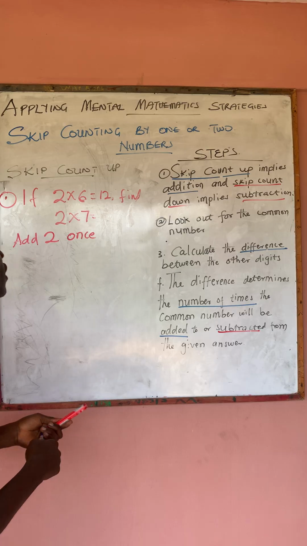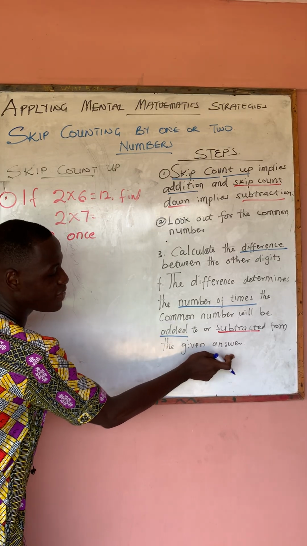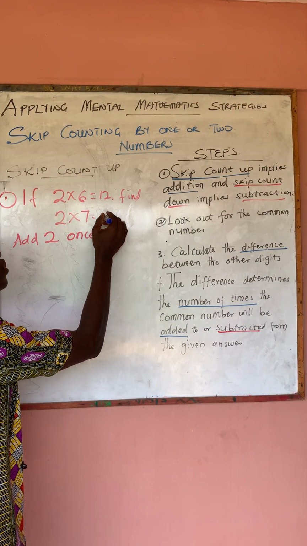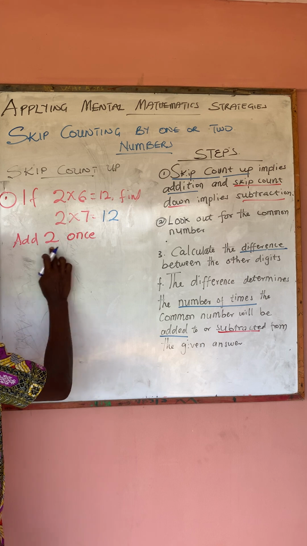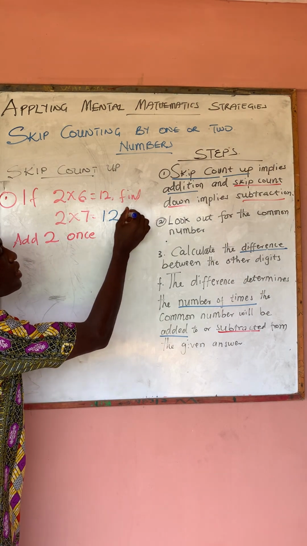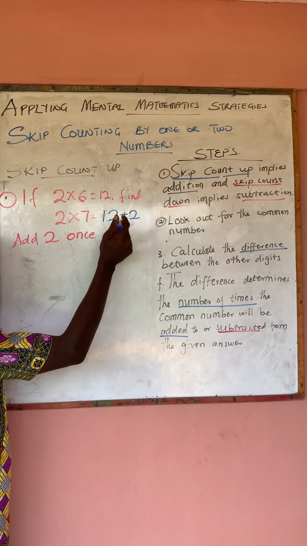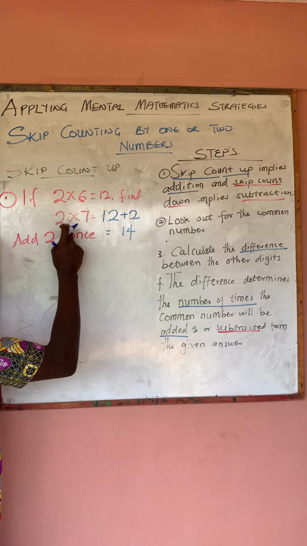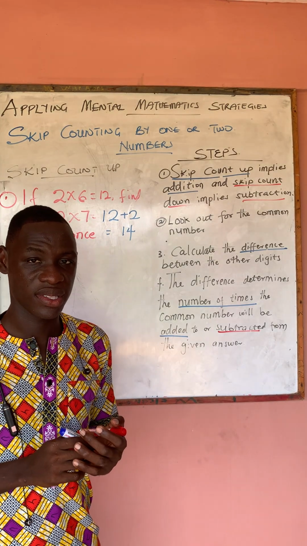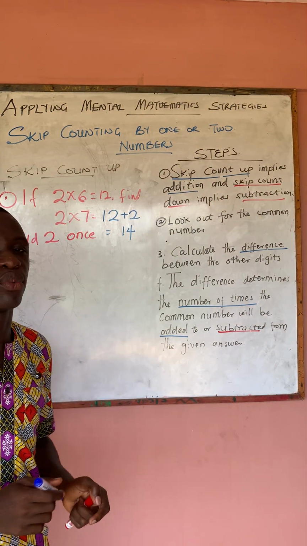Now, 2 times 6 is not going to give us the answer directly. The rule says that you're going to add to the given answer. And what's the given answer here? The given answer here is 12. So we write our 12 down, and by the rule, it says we should add 2 once. So we add 2 to 12, and 12 plus 2 equals 14. That implies that 2 times 7 is equal to 14. Do you understand it? Take a good look at the solution and let's solve some more examples.